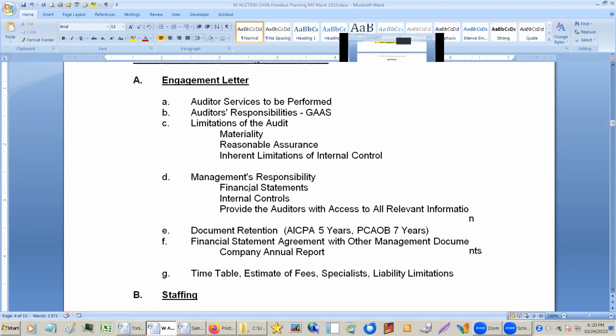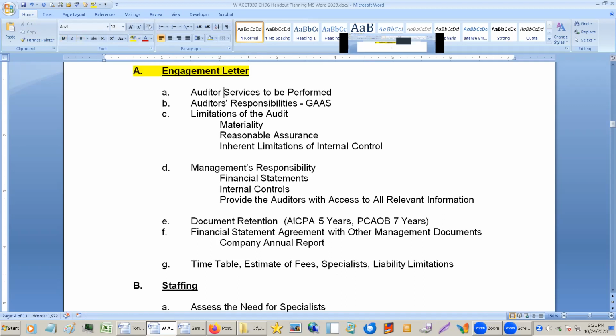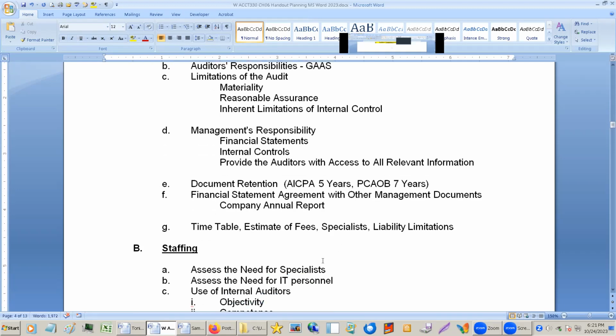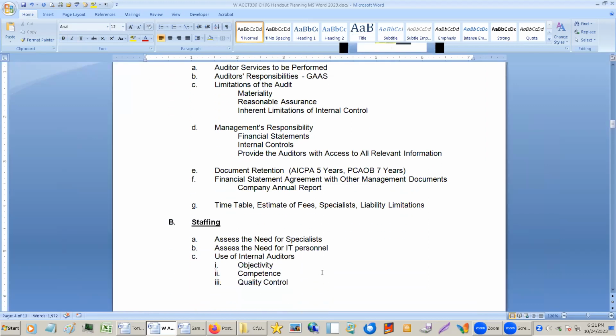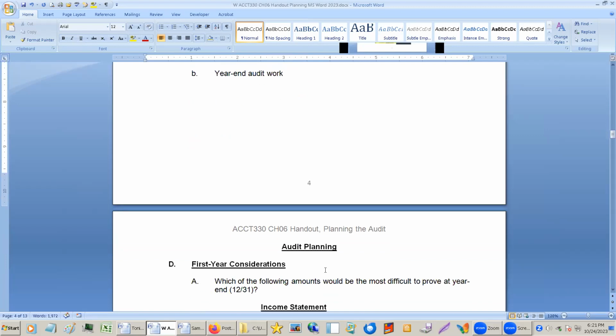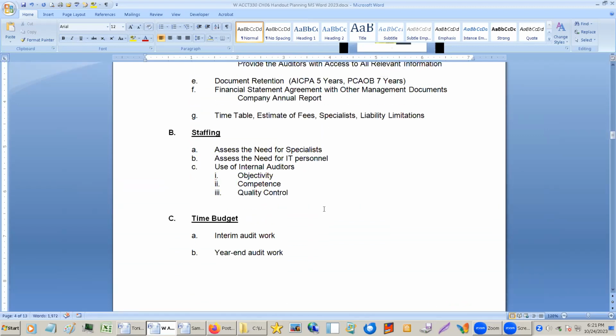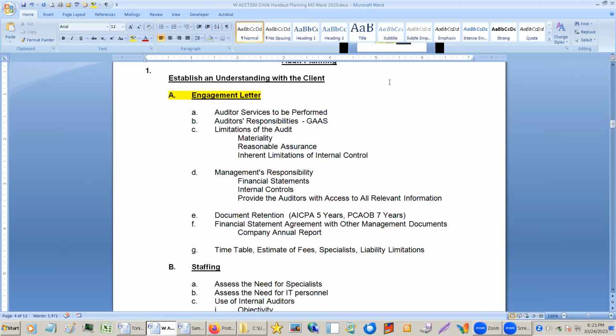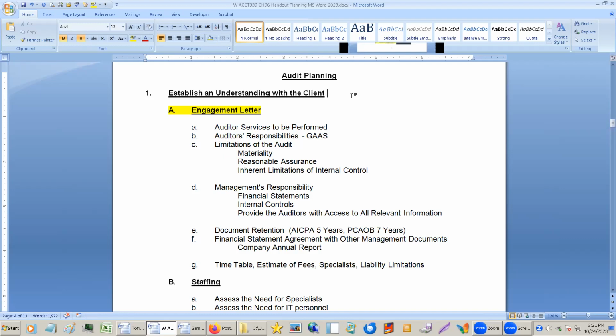Establishing understanding with the client. The engagement letter. There's a lot of stuff in this thing. So what goes into the engagement letter? Basically, it's a contract. It does usually have a little bit of wiggle room in it. We'll talk about that in a second. But it's basically getting an understanding with the client.